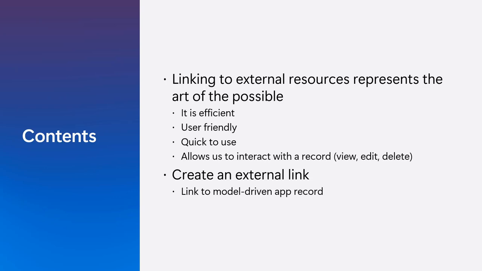We've already seen that we can create a mail to link, and they are efficient to create and use, they're user friendly, they work very fast. And in the example that we're going to use, it's going to allow us to interact with a record in our model-driven app. It means that we can change the data.